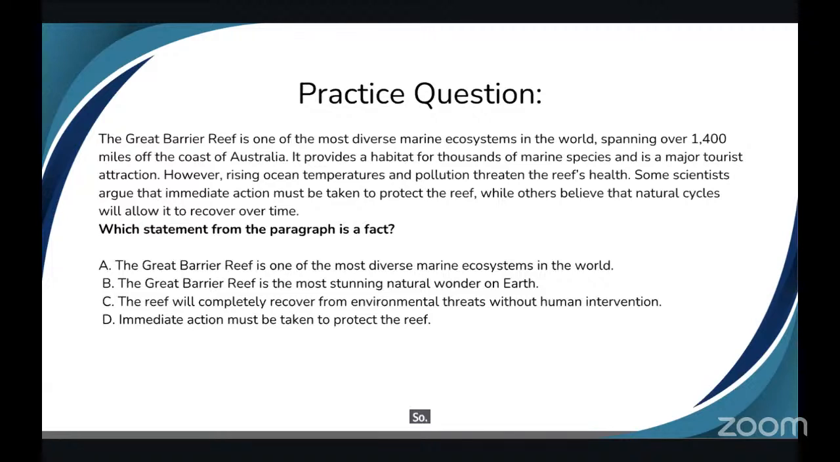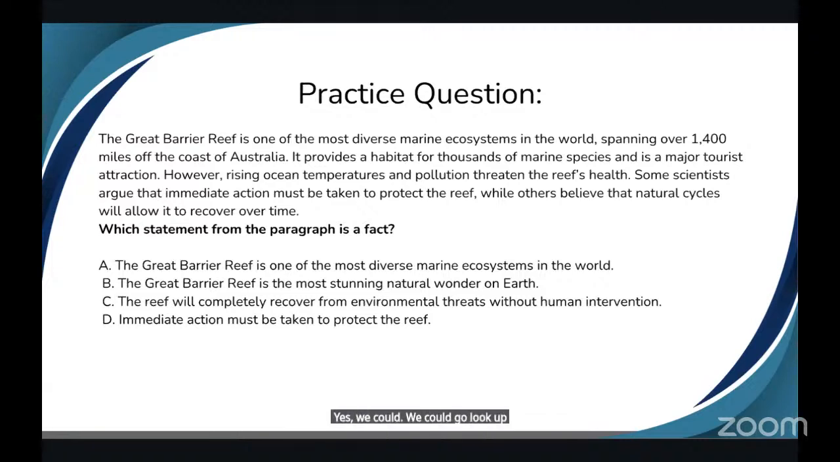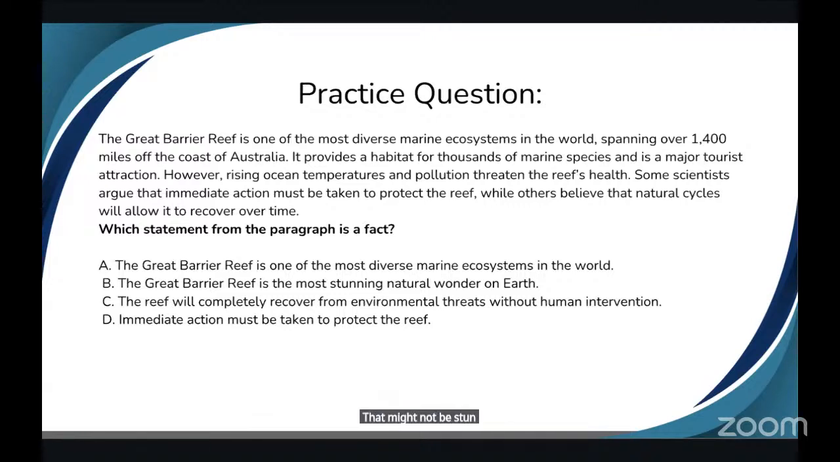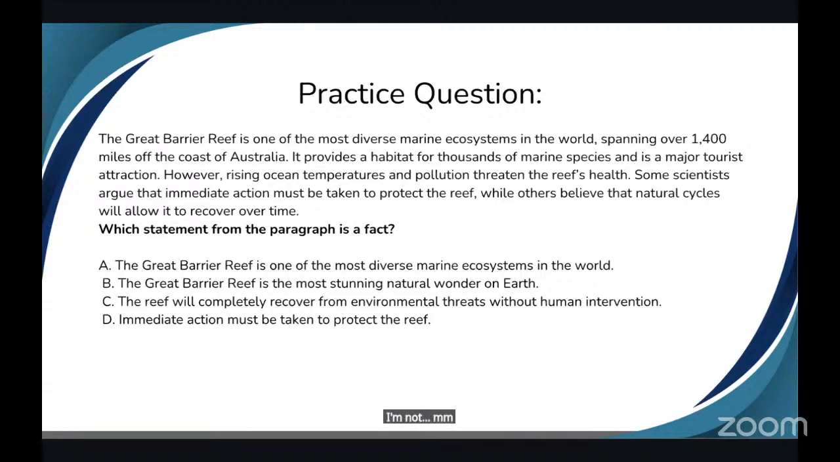So, which of the following is a fact? The Great Barrier Reef is one of the most diverse marine ecosystems in the world. Could we go look that up? Yes, we could. We could go look up and see, is it a very diverse marine ecosystem? Now, with B, the key here is that it says the most stunning. That could change from person to person. Maybe you don't care anything about the ocean or anything underwater. That might not be stunning to you. It's kind of like how my friend and I feel very differently about snakes. I'm never going to go in her house because she loves them so and she has them in her house. I'm not going to go there.